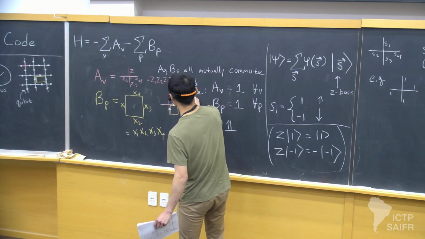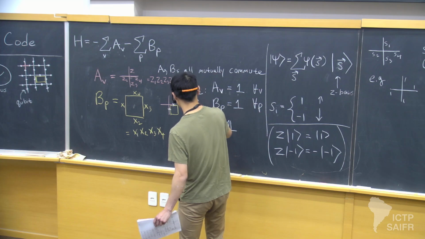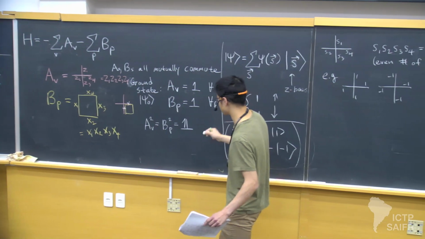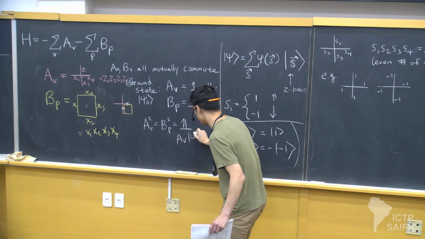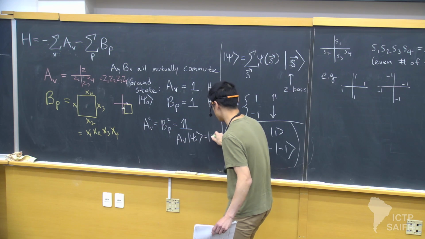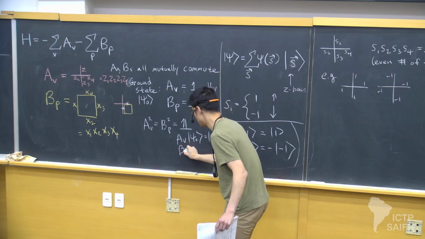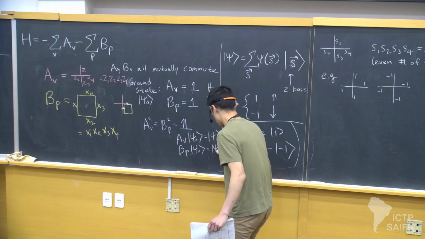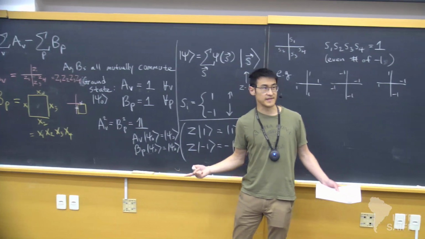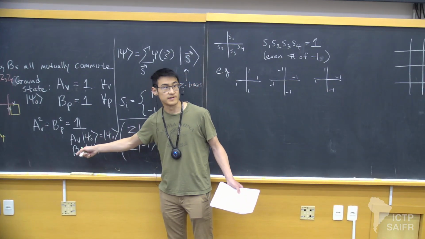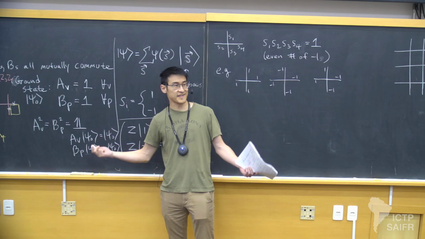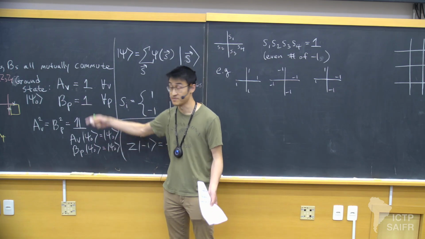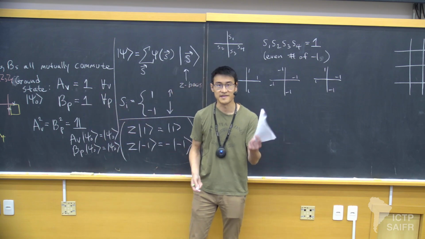So we're interested in understanding the ground state psi 0, right? And psi 0 is defined by the conditions A_V psi 0 equals psi 0, and B_P psi 0 equals psi 0. Okay? So the ground state should be an eigenstate of all these operators. There exists one because they commute, so there's a simultaneous eigenstate, and we want it to be plus 1 to minimize the energy.